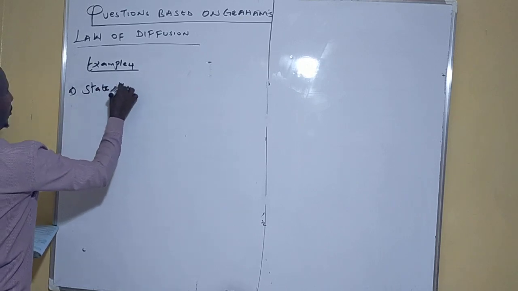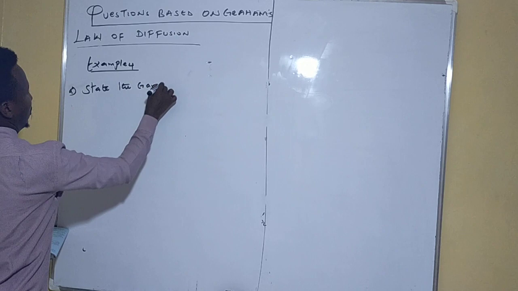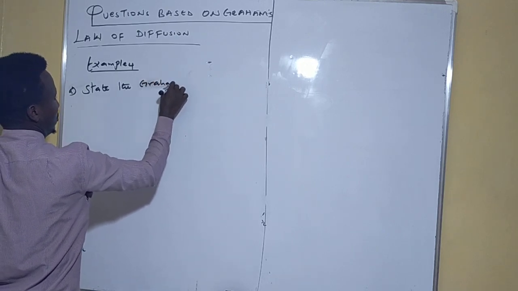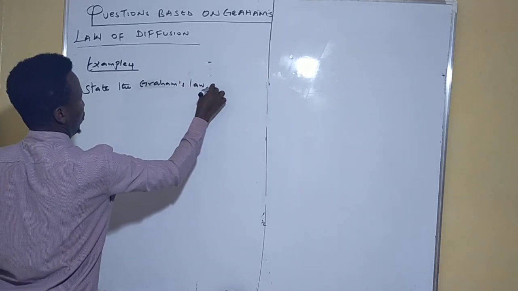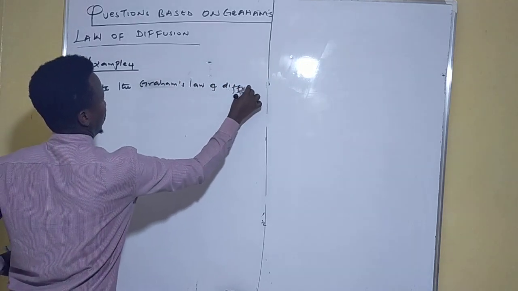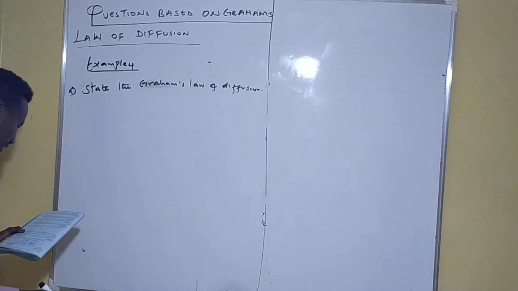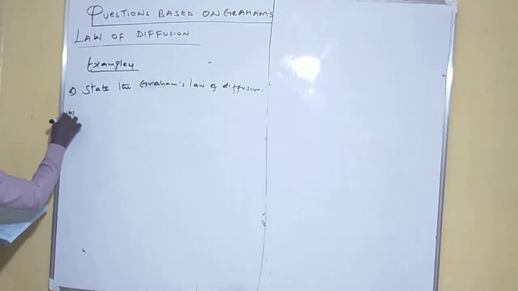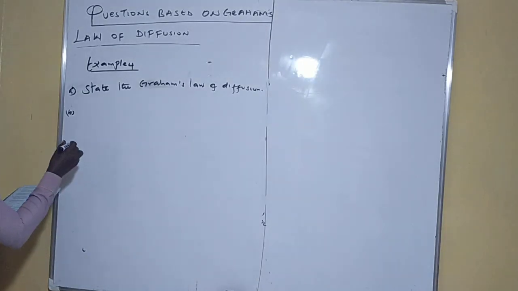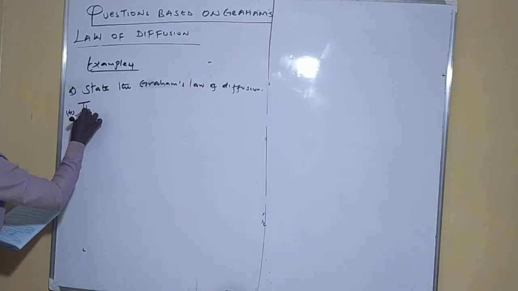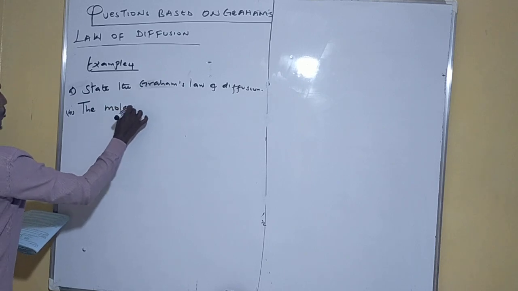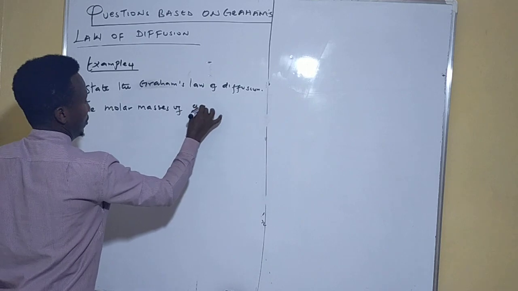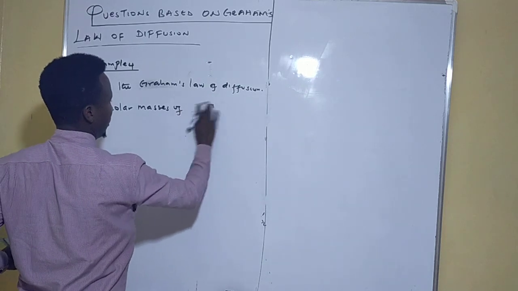State Graham's law of diffusion. That question is carrying 1 mark. Then question B, under that you are told the molar masses of gases.